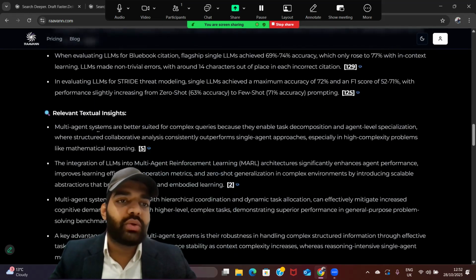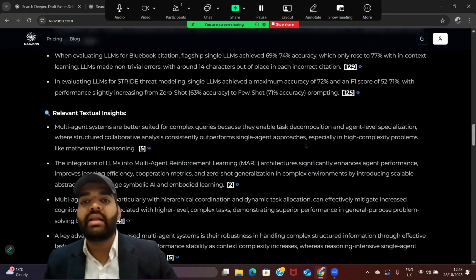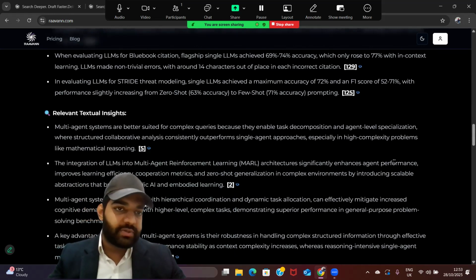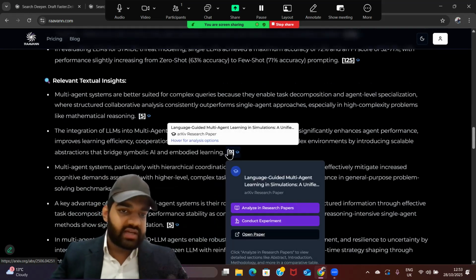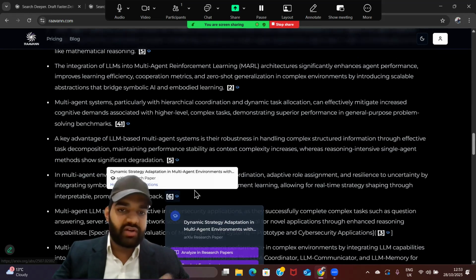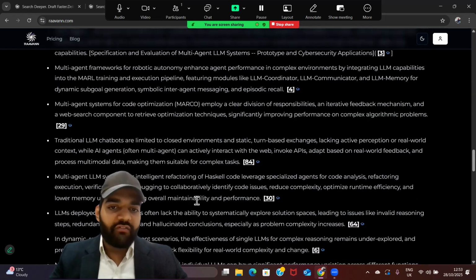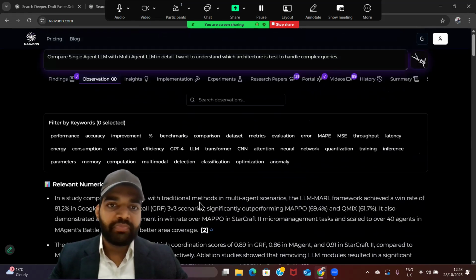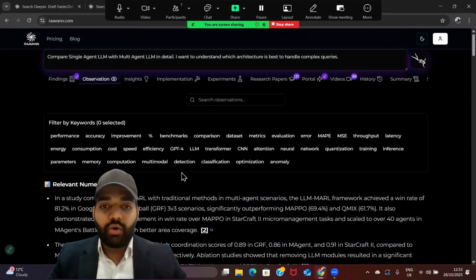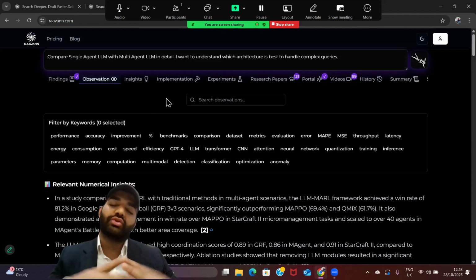Below that, we have the textual insights. So multi-agent systems are better suited for complex queries because they enable task decomposition, agent-level specialization, everything. And everything is cited. We don't have anything known as hallucination. We have taken care of it fully because everything is cited and it doesn't work without citation. And yeah, so all those data, now we can see patterns in those relationships.